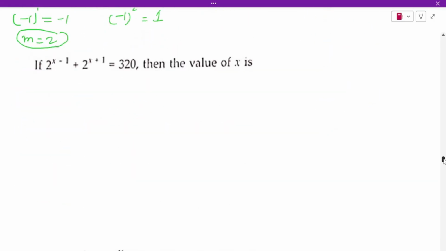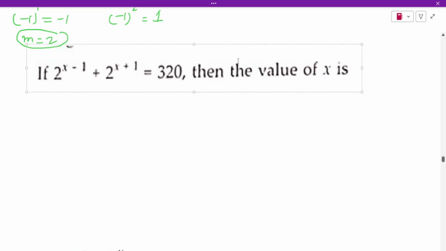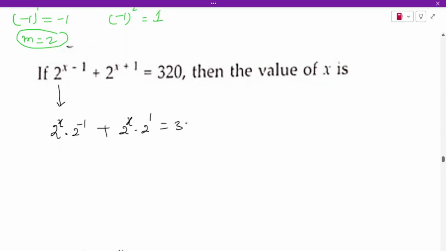Now let's try to solve this question. We have given 2 to the power x minus 1 plus 2 to the power x plus 1 is equal to 320. We need to find the value of x. So here we can write, using the product of powers rule, 2 to the power x minus 1 as 2 power x times 2 power minus 1, plus in the same way here 2 power x times 2 power 1 is equal to 320. Now if we take 2 to the power x common, we are left with 2 power minus 1 plus 2 power 1, which is equal to 320.